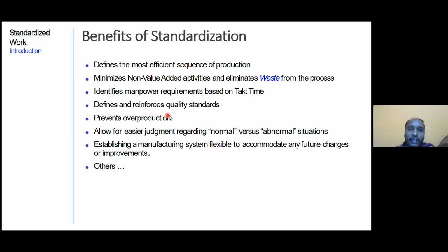So that defines and reinforces the quality standards, and how the quality standard has to be deployed. It prevents overproduction, which we already discussed. It allows for easier judgment regarding normal versus abnormal situations. It establishes a manufacturing system flexible enough to accommodate any future changes or improvements. So these are some benefits of standardization.